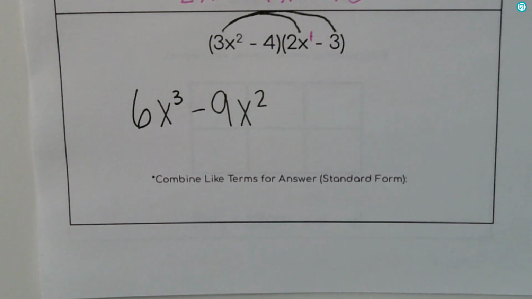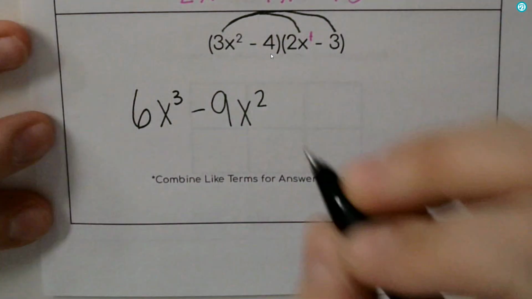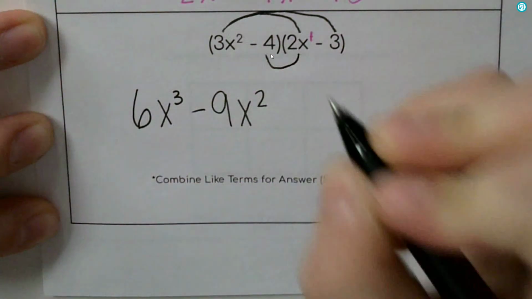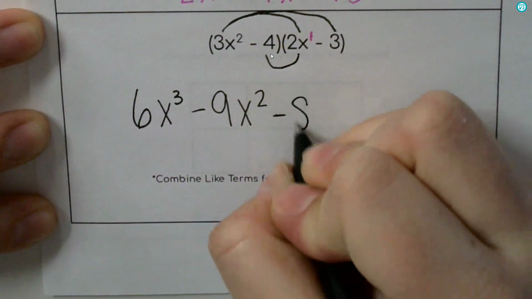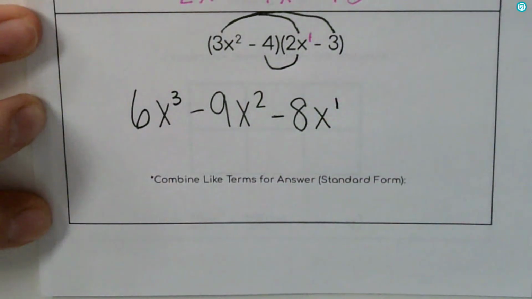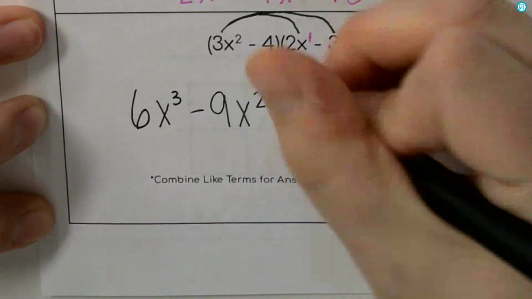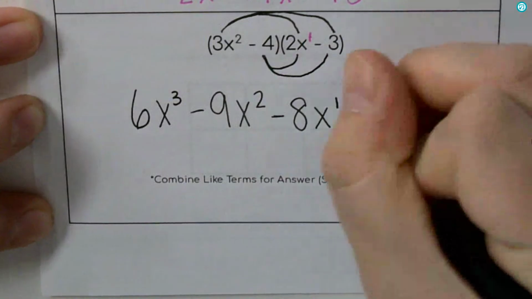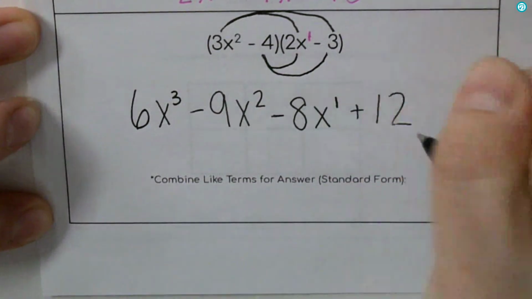Okay, then I have to remember to multiply the second term in the first binomial, so that negative 4, by everybody as well. So I draw my little arches underneath for this. So I do negative 4 times 2x to the first to get negative 8x to the first. And negative 4 times negative 3 to get positive 12.